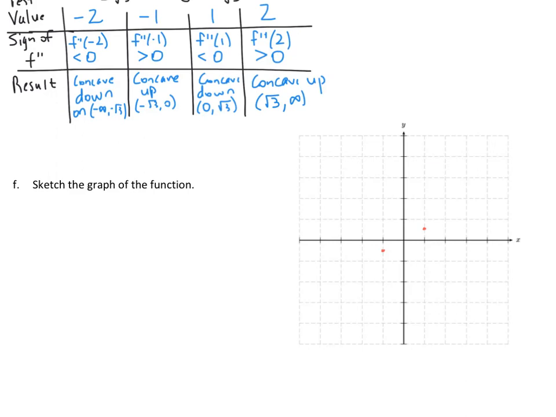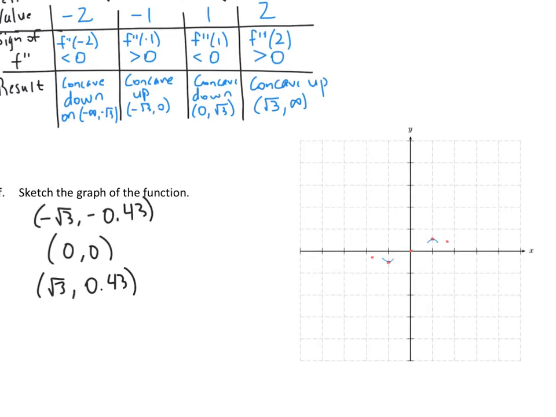So next we want to sketch a graph of the function. I'm going to begin by plotting the relative extrema. So I plotted the relative min and the relative max. We had a relative min at (-1, -1/2), and a relative max at (1, 1/2). So we know that our function at that minimum is going to look like that, and then at our maximum, because it's a maximum, it's going to look kind of like that.